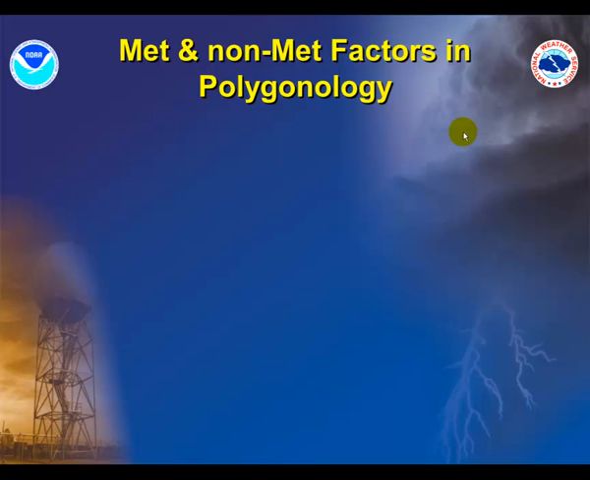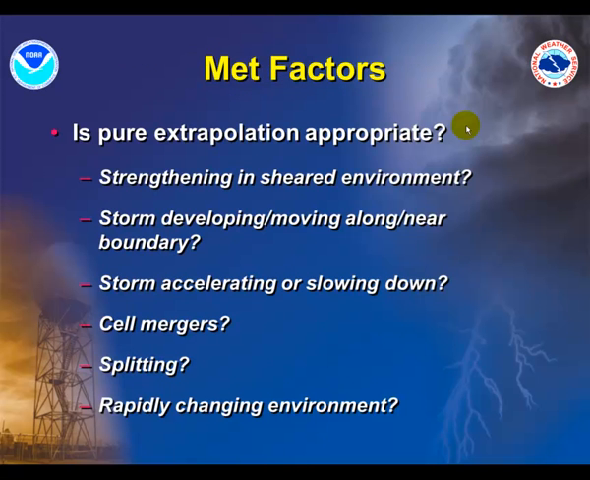I'm going to now talk about the meteorological and non-meteorological factors in drawing our polygons. And when we're talking about meteorological factors, you really have to ask, is pure extrapolation appropriate? That's how we come up with a default warning polygon in WarnGen, and sometimes it's perfectly appropriate because the storm is steady state, it's been doing the same thing for a long period of time, and we expect it to continue into the future that way.